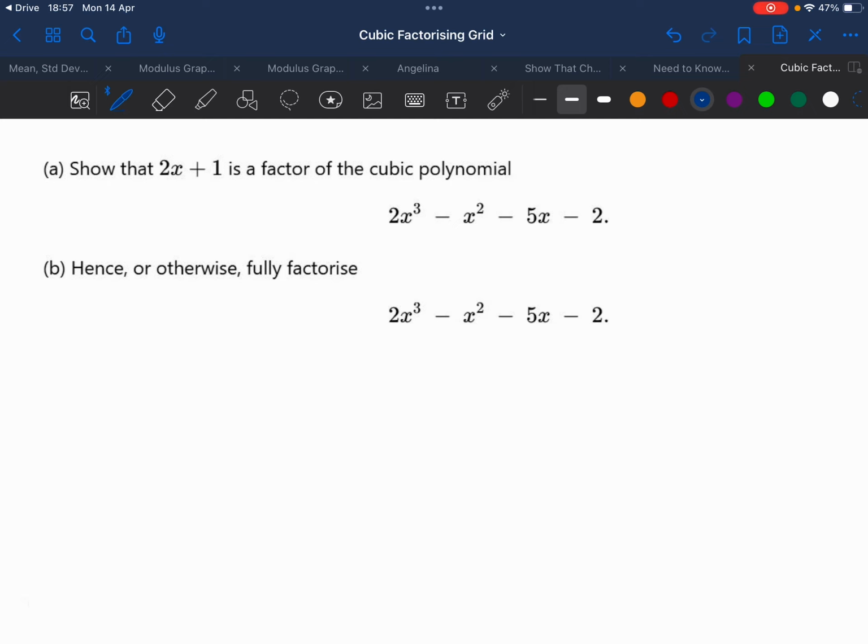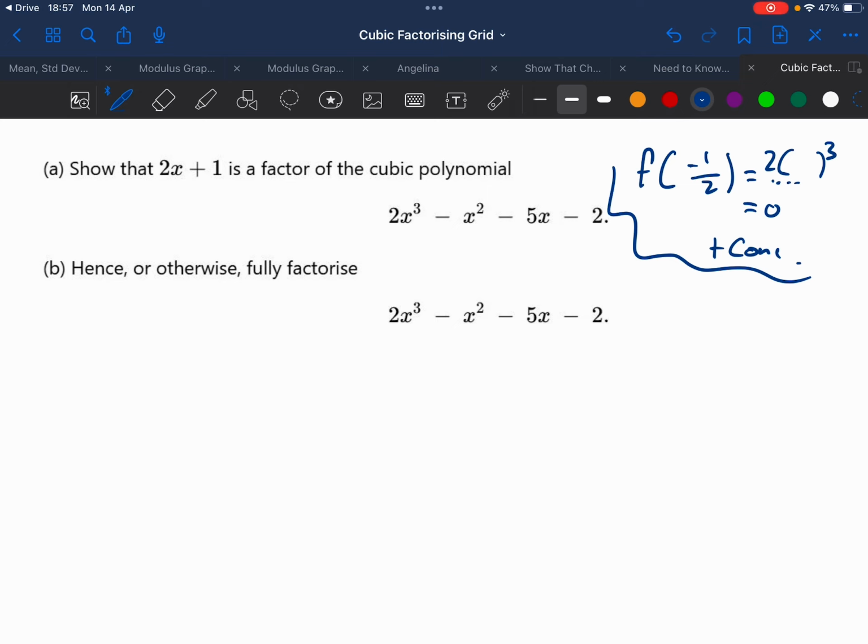So here's our question. You can pause the video for yourself and have a quick go at the start. Now, again, I'm not going to go over part A because we've done this before, okay? But the idea would be that you would sub in minus a half into the cubic, and you would show that that's 0 and you would do your conclusion. Okay, I'm more interested in part B and using the grid.